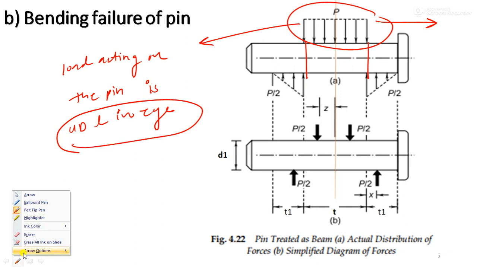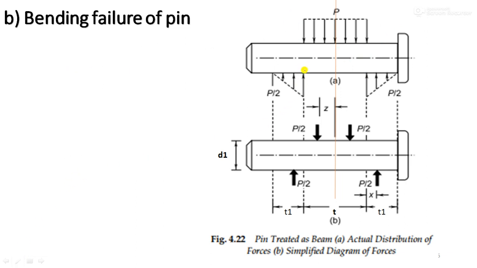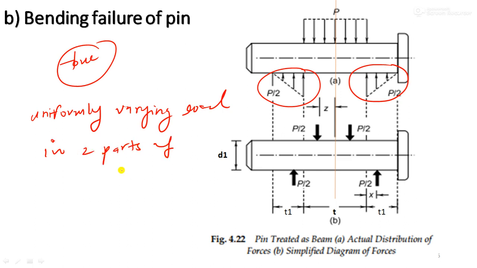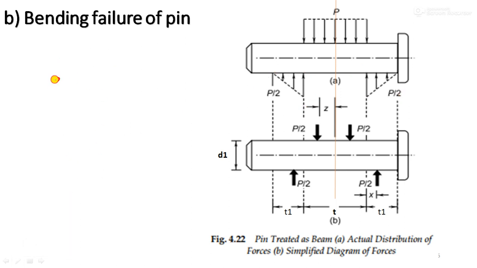Now I'll just move on to the next part. Now this portion of the pin which is lying inside the fork is assumed to have a uniformly varying load in the two parts of the fork. So is it clear? Let me explain again. In the eye end it is assumed as uniformly distributed, and in the two parts of the fork it is assumed as a uniformly varying load. Okay, so now let's do the analysis for this.